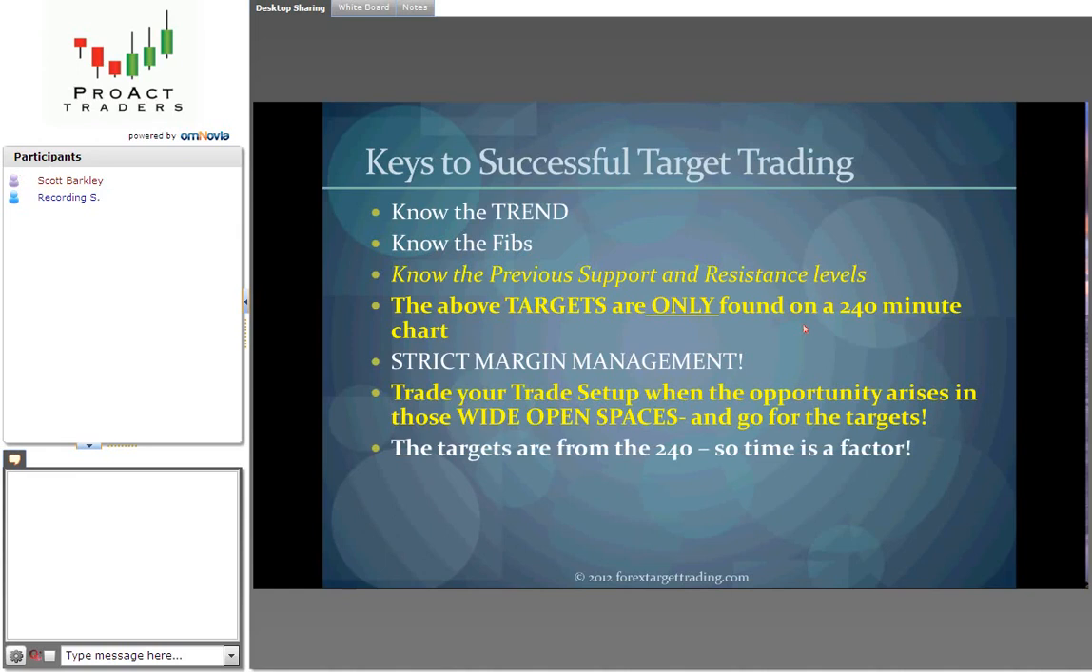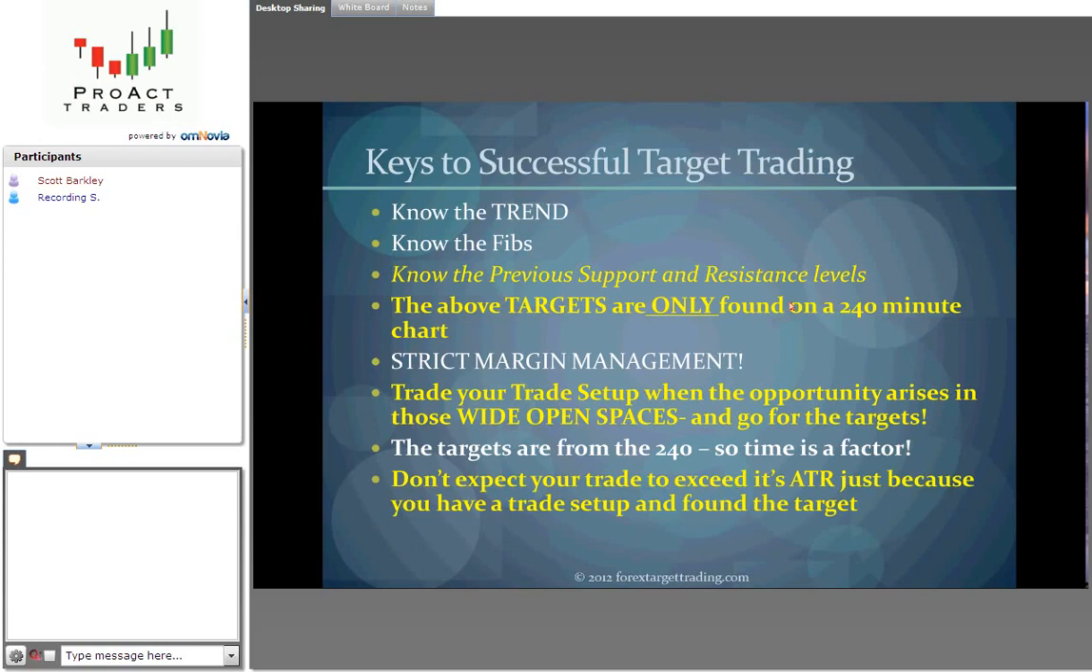Now, the targets are from the 240-minute chart, so that means time is a factor. When you're trading Forex, you should only be trading the first 2 to 2.5 hours. If your targets are from a 240-minute chart, that's 4 hours already. So obviously, time could be a factor in getting to your target. Also, don't expect your trade to exceed its ATR, or average true range, just because you have a trade setup and found the target. If a currency has an ATR of 100 pips and the target is 180 pips away, and it only does 100 pips a day, then it's a 2-day trade. So we need to understand that kind of stuff.